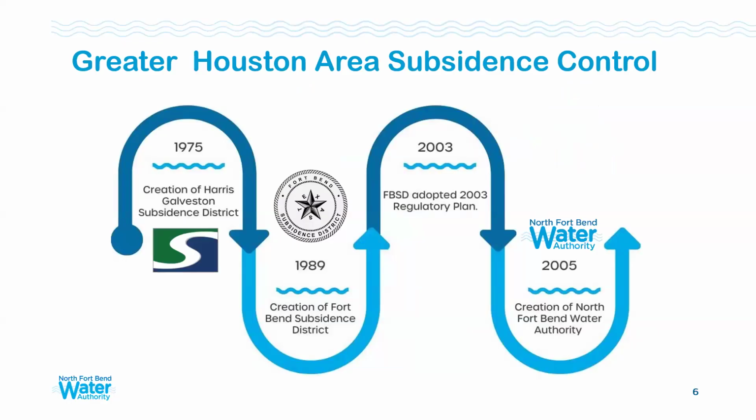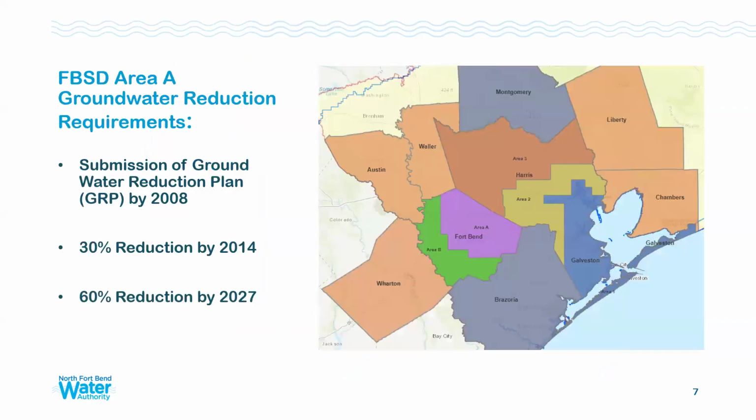In order to combat the problem of subsidence, in 1975, the Harris-Galveston Subsidence District was created. Pretty soon after that, in 1989, it was obvious that subsidence was occurring north and west of that area, so then we had the Fort Bend Subsidence District. They adopted their first regulatory plan in 2003, and just 2 years later, that is when we were created, the North Fort Bend Water Authority.